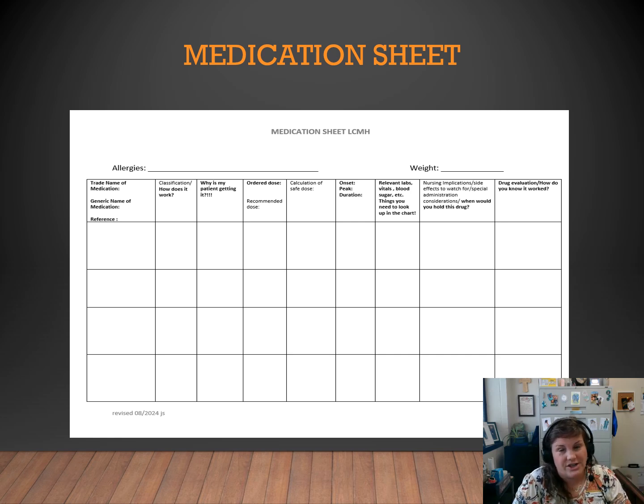And it's, I think, very self-explanatory what the expectation is within the different boxes of this handout. Don't forget to also indicate whether your patient has allergies and what their current weight is based on the patient's chart.